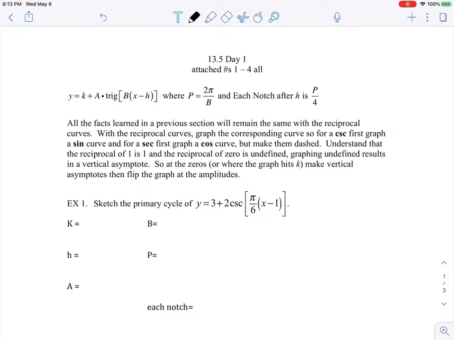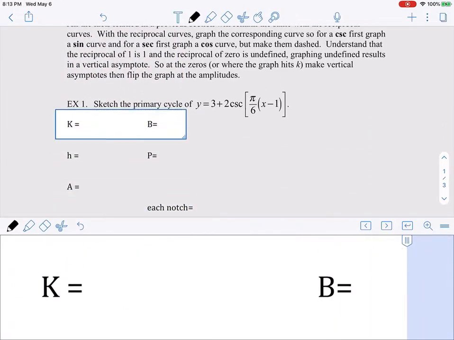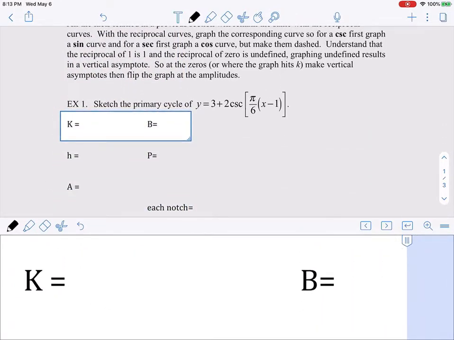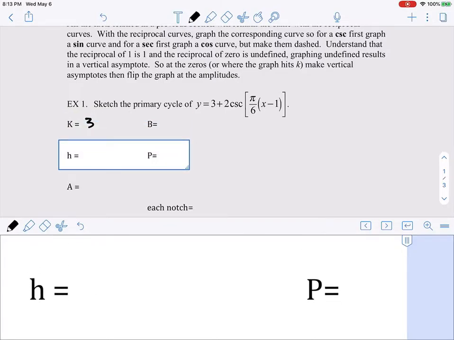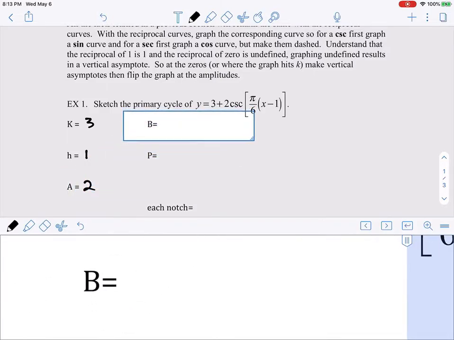Okay, I'm going to get in here and bring that down there. Okay, so my K is 3. My H is 1, right? Opposite of what you see there. A is 2, amplitude, okay? My B is pi over 6.